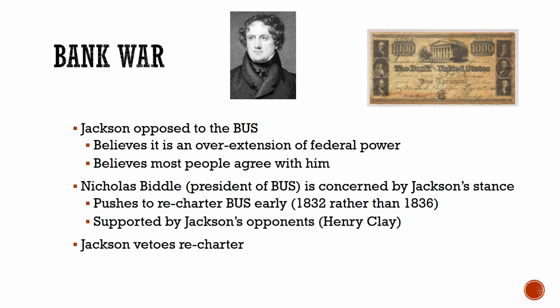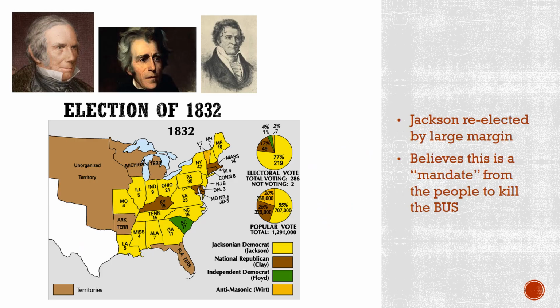What happens is Congress makes the decision. They pass the renewal of the Bank of the United States with flying colors. But when that bill reaches Jackson's desk, he vetoes it. This issue has now become a campaign issue in the presidential election of 1832. This is really exactly what Henry Clay wanted. Henry Clay pictured on the far left of this slide, Andrew Jackson in the middle.